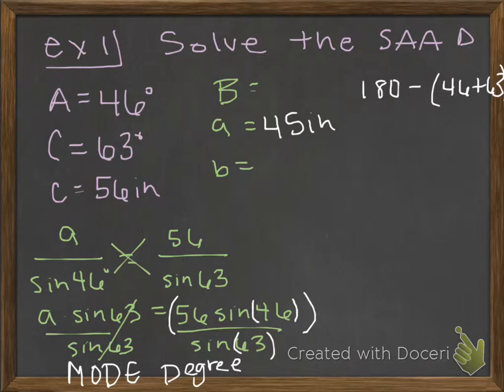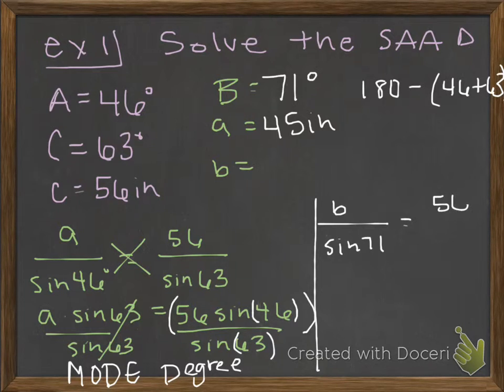So our angle B, when I add up 46 and 63 and then subtract that from 180, I get 71 degrees. So now that I have some information about B, I can set up that second proportion. I don't know angle B or side B, but I now know its angle is 71 degrees. And I still have that side of 56 over sine of 63.